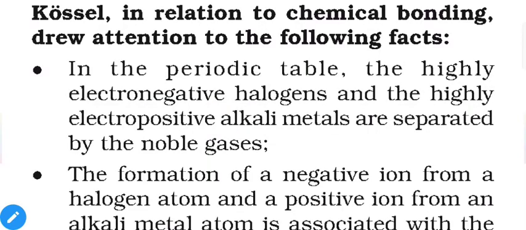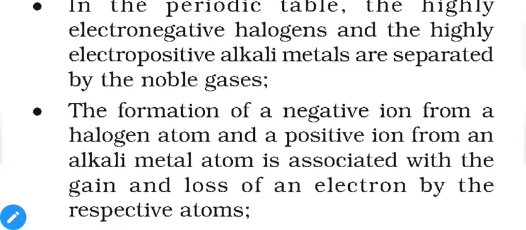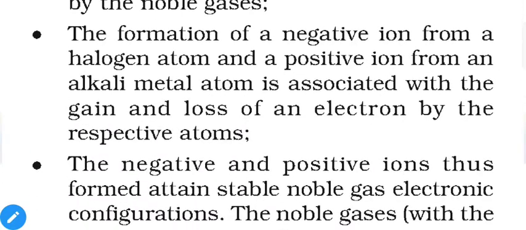Next is Kossel, who in relation to chemical bonding drew attention to the following facts. First, in the periodic table, the highly electronegative halogens and highly electropositive alkali metals are separated by noble gases. So that means between them we have noble gases in each case. The formation of a negative ion from a halogen atom and a positive ion from an alkali metal atom is associated with the gain and loss of electrons by the respective atoms.